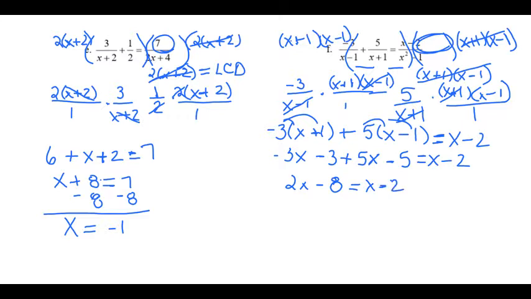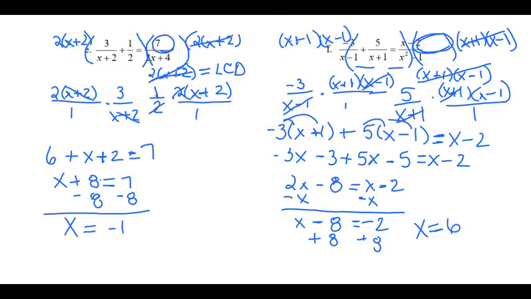And then we will subtract x from both sides. So I get x minus 8 equals negative 2. Add 8 to both sides. So I get x equals 6. And again, to check it, if I plug in 6, 6 minus 1 up here would give me 5. And 6 plus 1 will give me 7. So I'll never get a 0 in my denominator, so it works.